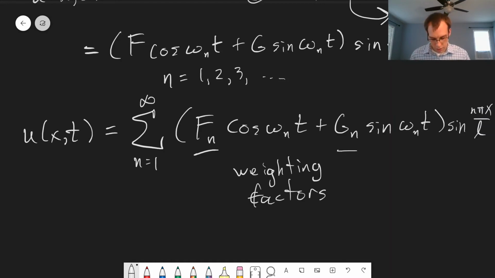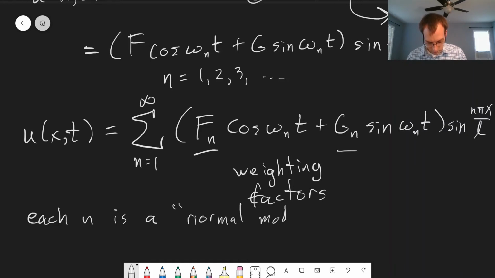And so each value of n is what's known as a normal mode of the string. So it's the string vibrating at a natural frequency for the string.